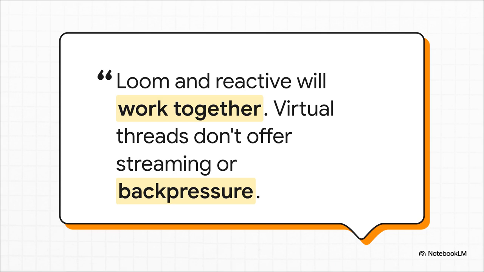They're not competitors, they're partners. They actually solve different parts of the same big problem. Think of it this way. Loom's virtual threads make it way easier to handle lots of things at once. But the reactive libraries, they give you that rich, powerful language for working with streams of data, all the operators for transforming data, and, most importantly, that critical back pressure mechanism. The future isn't one or the other. It's using both to get the best of both worlds.